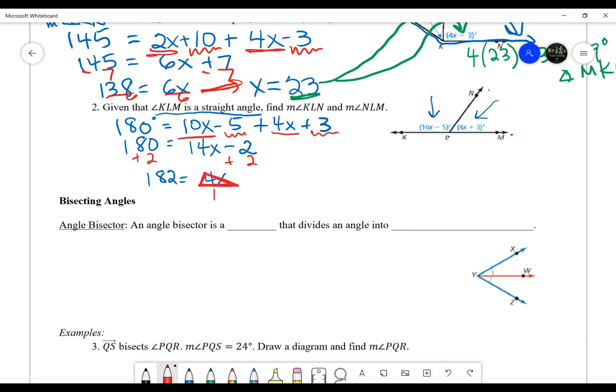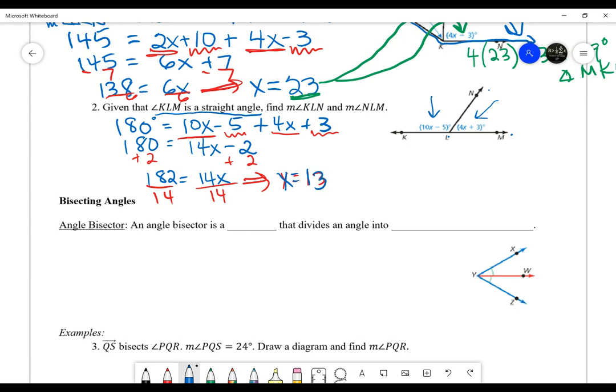I want x. So what is 182 divided by 14? Let's see. It goes in there 13 times. Okay, so x is 13.